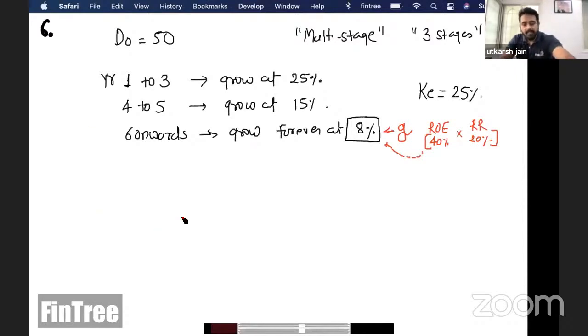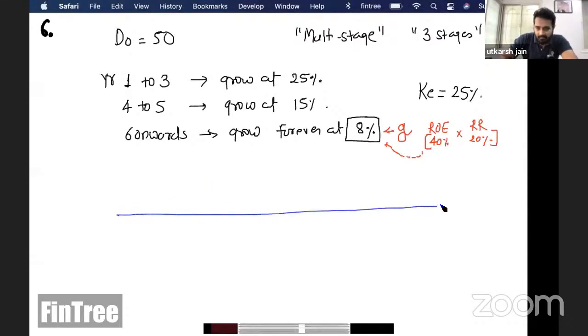Okay, so here's how this will be solved. Make a beautiful timeline. The moment you learn to visualize questions like this, it becomes easier. So it's important that you draw a timeline. Time 0, time 1, time 2, time 3, time 4, time 5. My first perpetual dividend comes in at time 6. Time 0, 50. Let's start doing it on the calculator.